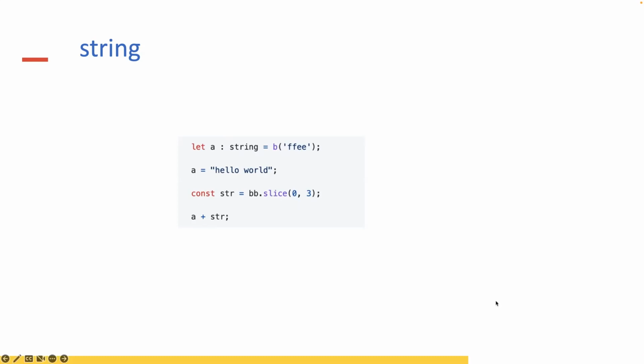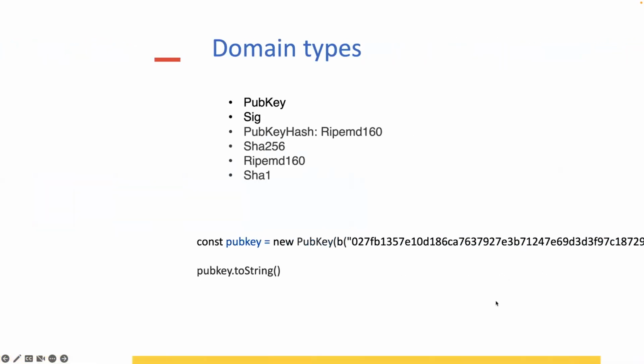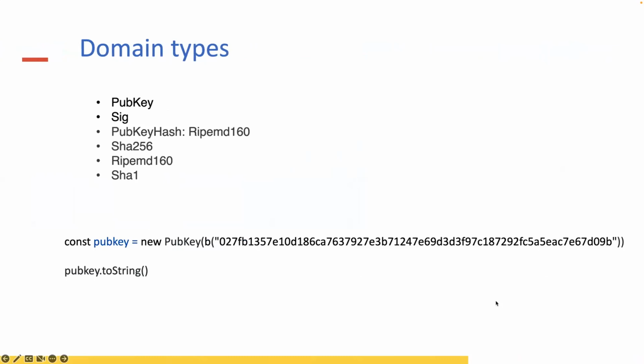Okay. Yeah, if not, just keep going. So this is string type. And then the next is, because we want to provide more type security.